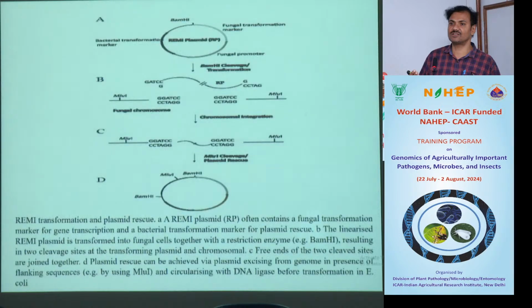Now what is REMI? In the case of REMI, you have the construct, and along with that you will also use the restriction enzyme. So restriction enzyme plus construct, you transform into the host genome. What will happen? The restriction enzyme will make a cut in the host genome. In the case of fungi, unlike bacteria, we have to linearize the construct, make it straight, because the efficiency will be higher. So the linearized construct plus enzyme you transform into the fungal genome. This enzyme will cut the fungal genome, and then the linearized construct will go and sit there. In that way you can develop a mutant.